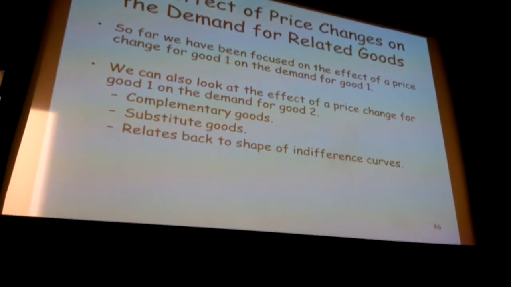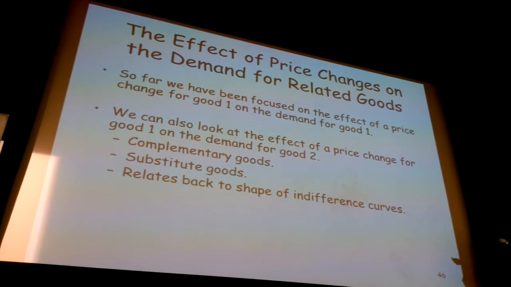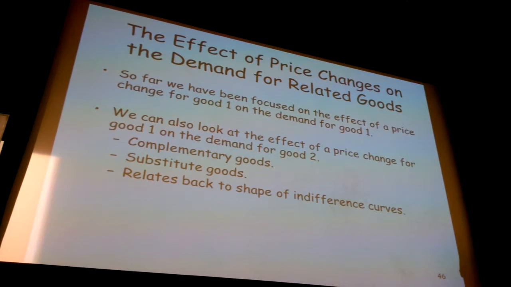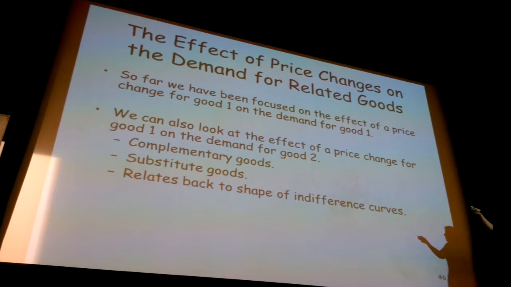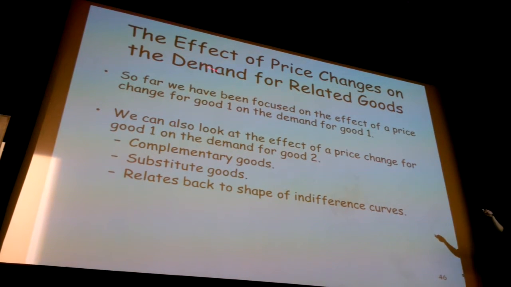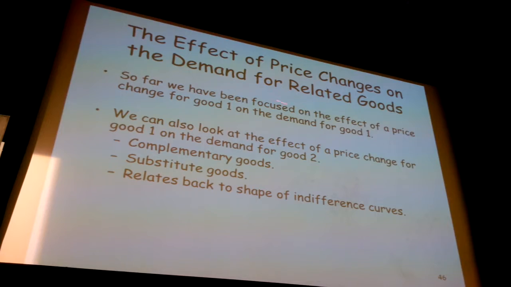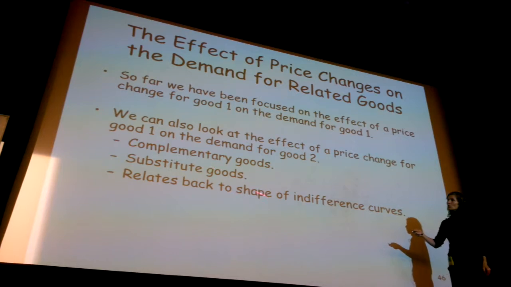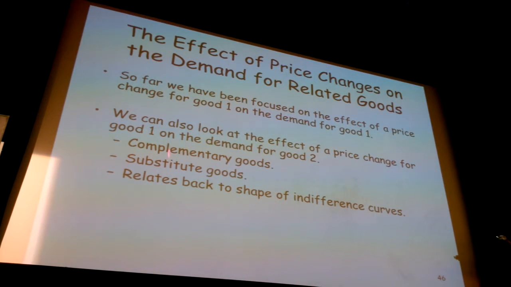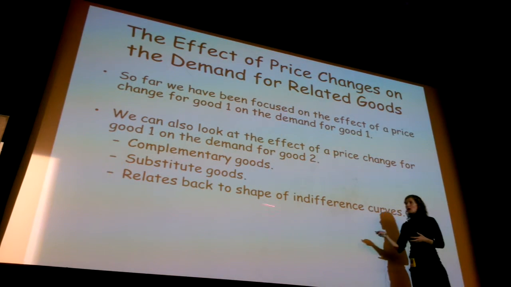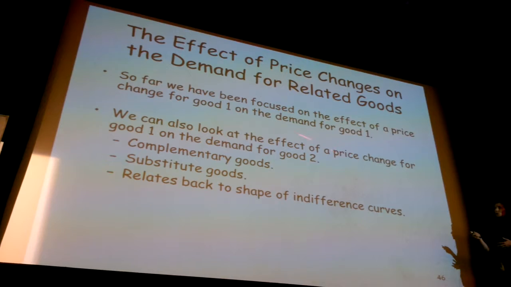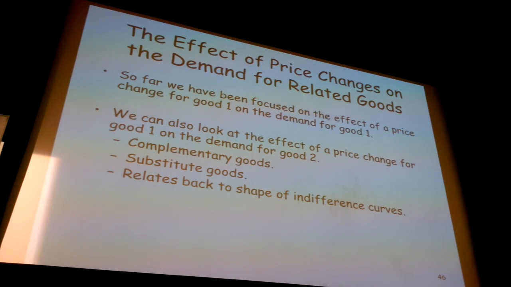What I want to move into now is talking about the effect of price changes on the demand for related goods. So far, when I talked about a change in the price of good one, I really just focused on what happened to the demand for good one. Now I want to think about what happens to our demand for good two when the price of good one changes. I want to think about the case of complementary goods and substitute goods, and relate this back to the shape of these indifference curves.